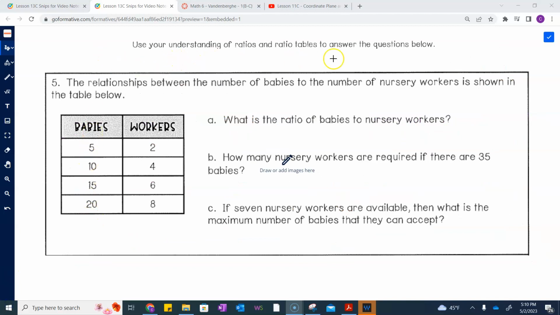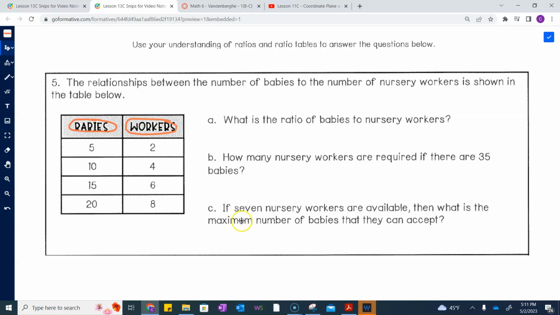So in this problem, it says use your understanding of ratios and ratio tables to answer the question. The relationships between the number of babies to the number of nursery workers is shown in the table below. Babies are in this column. How many babies are going to be at the daycare compared to how many workers there are. What is the ratio of babies to nursery workers? How many nursery workers are required if there are 35 babies? If 7 nursery workers are available, then what is the maximum number of babies they can accept?